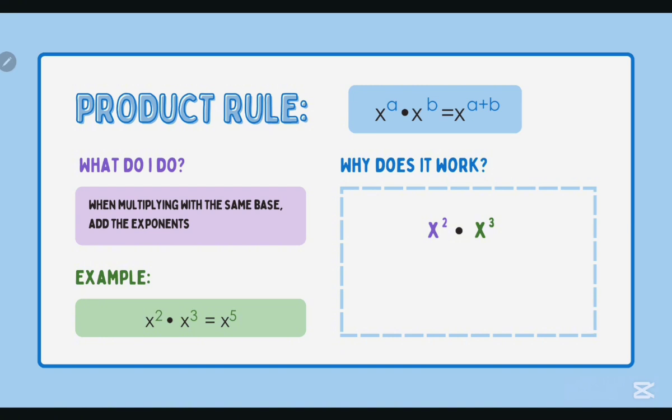Our first rule is the product rule. What do I do? When we multiply exponential expressions, we must add their exponents. Let's look at why it works. X to the power of 2 is x times x, and x to the power of 3 is x times x times x. When we multiply them, this is also x to the power of 5. This is the reason. Let's continue with the other rule.